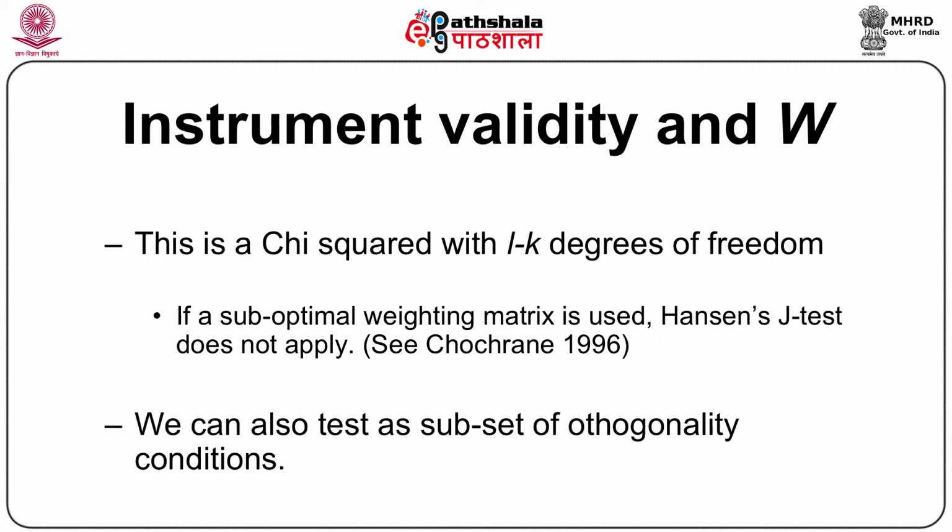That is, the choice of the weighing matrix must be optimal in order to apply the Hansen J statistic. The Hansen J statistic follows a chi-square distribution with L minus K degrees of freedom, and it will not apply for a suboptimal weighing matrix.